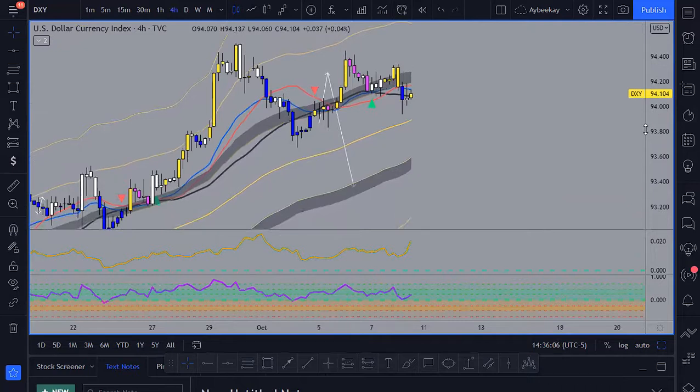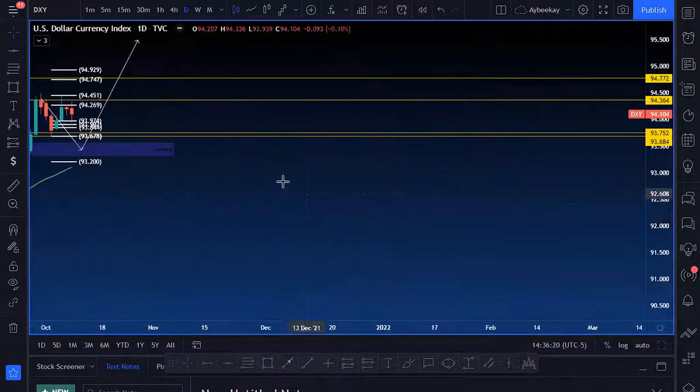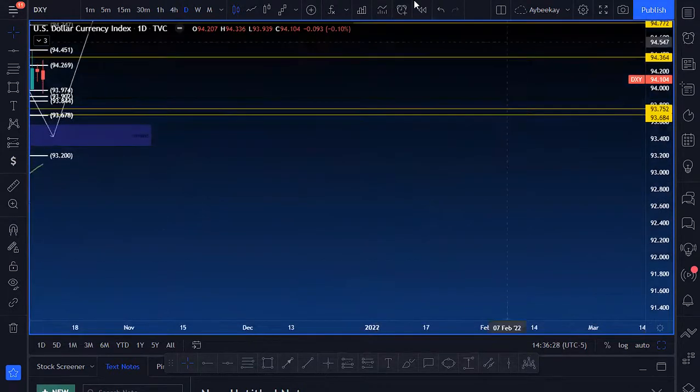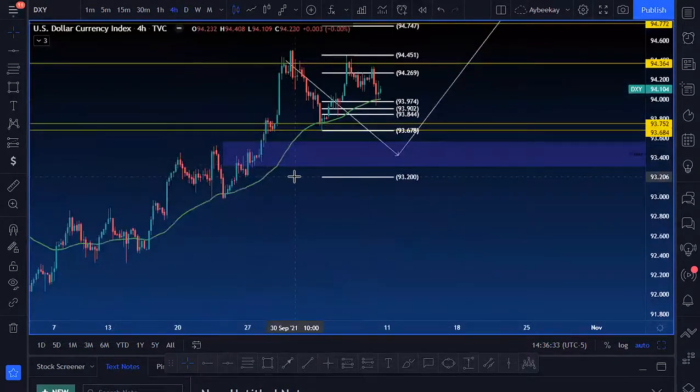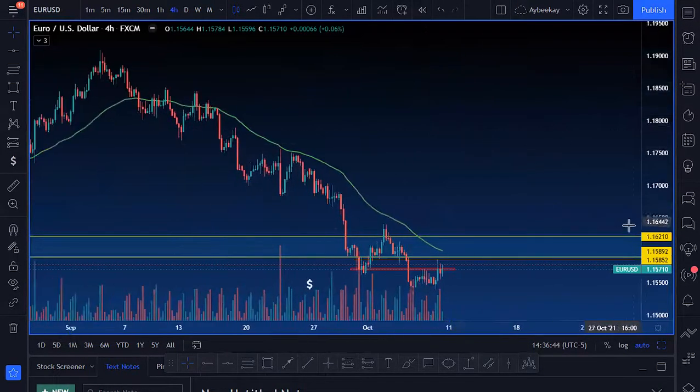So when it comes to the DXY, again, I'm more bullish than I am bearish, but at this point I kind of have to wait to see what it's going to do. Overall, like I said, I would want to see it come down to this demand zone right here, and 93.433 is more than likely where I would be looking to get into any type of buy or sell on the DXY. I'm going to be watching for that regardless, but it's just not clear to me. Okay, going over to Euro USD.